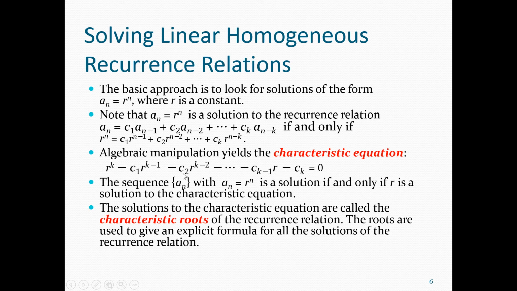And this is obtained by factoring R minus K out and dividing by this. Okay, so we have this equation, and this is called the characteristic equation. Now, the sequence an with an equal to R^n is the solution of this recurrence relation if and only if R is the solution of this characteristic equation.